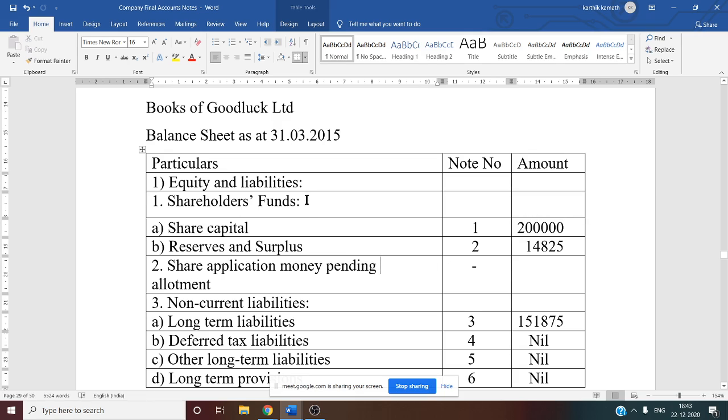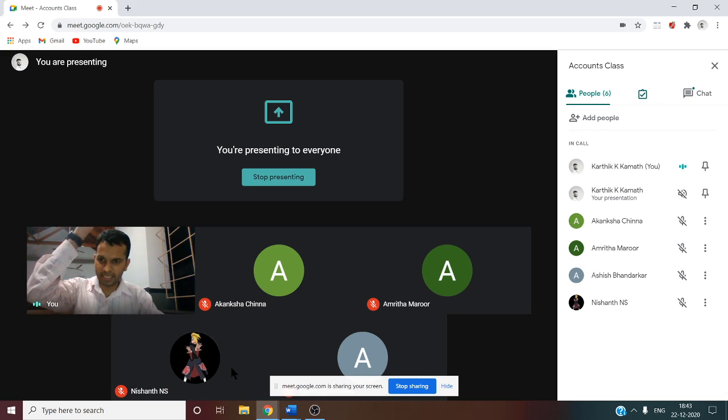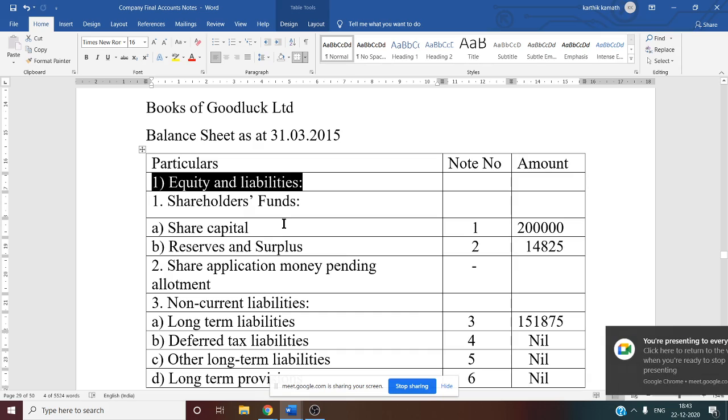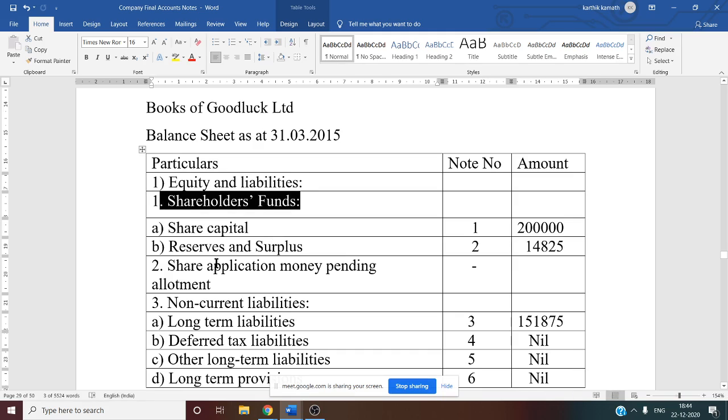So on the liability side, see this: equity and liabilities. Here we are preparing the vertical form of balance sheet. Vertical form means there are no sides here. First we will show liabilities and below that we will show assets. So first, equity and liabilities. Under that, the first category is shareholders' funds. There are four main headings under liability. First one, shareholders' funds, under that two things come.